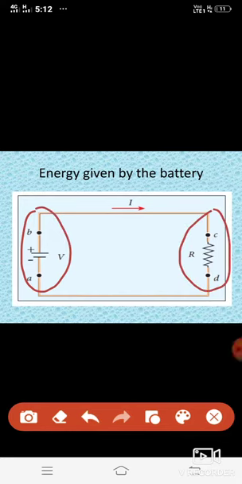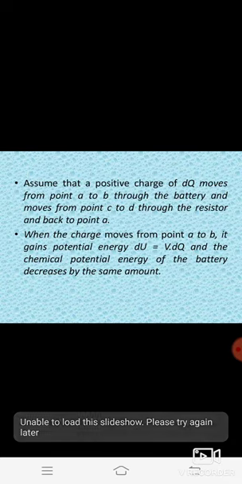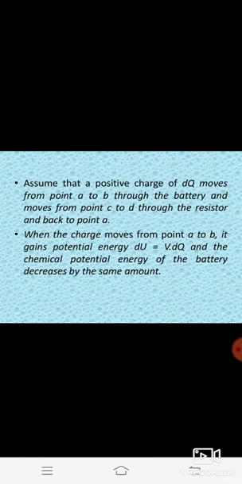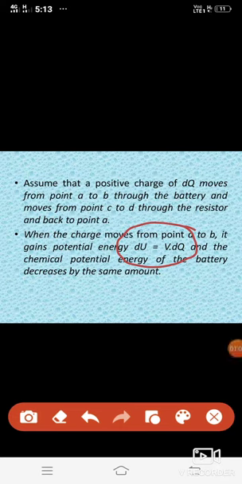So when the battery is connected to the resistors, the charge flows from A to B and C to D. Whenever the charge flows from A to B, it gains potential energy. Assume that the positive charge dq moves from point A to B through the battery and from point C to D through the resistor and back to point A. When the charge moves from A to B, it gains potential energy, that is dU is equal to V into dq, and the chemical potential energy of the battery decreases by the same amount.